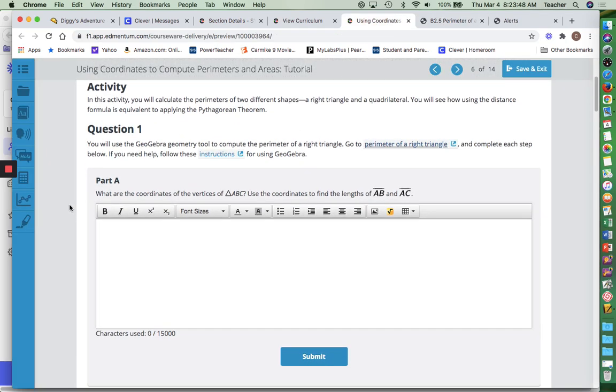All right, part A, question number 1. What are the coordinates of the vertices of ABC? Using the coordinates to find the lengths of AB and AC. All right, so we're going to be using the distance formula. Or I guess we could use GeoGebra. It just says to use the coordinates to find the lengths. All right, so let me get the coordinates for A, B, and C.